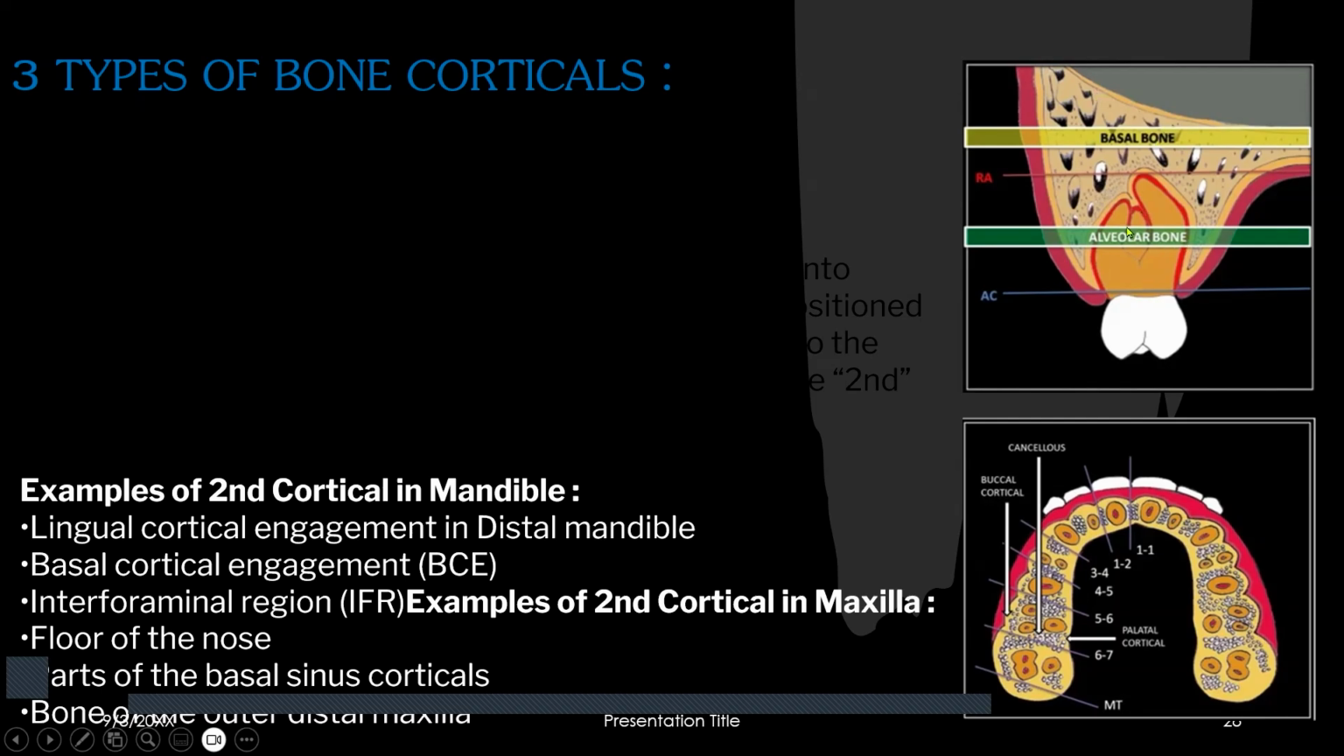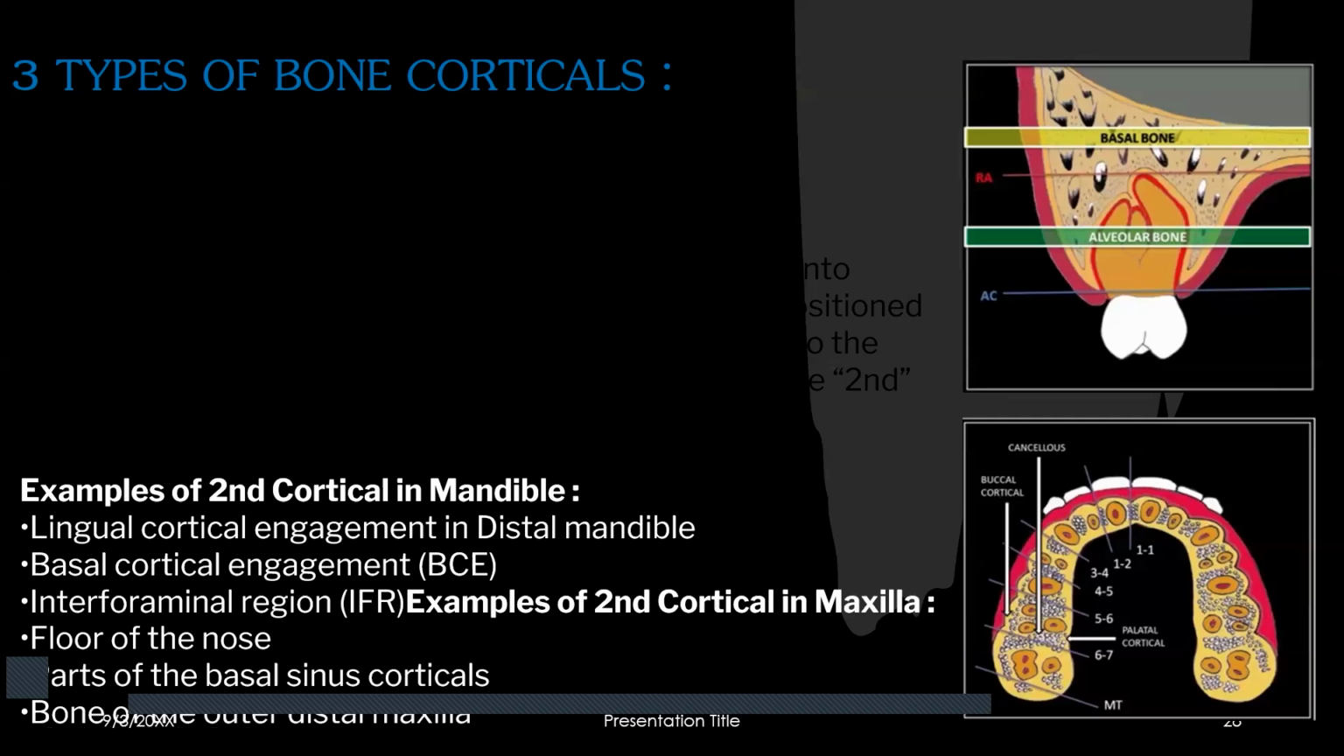Where is the alveolar? There is the first cortical at the crest. Then we have alveolar bone. Then we have alveolar bone at the apex, and then we have basal bone. Then we have cortical bone. So this is your first cortical, and this here is your second cortical. So there are three types of cortical: the first cortical, second cortical, and third cortical. The first cortical lies at the papilla only, and the second cortical at this level only.